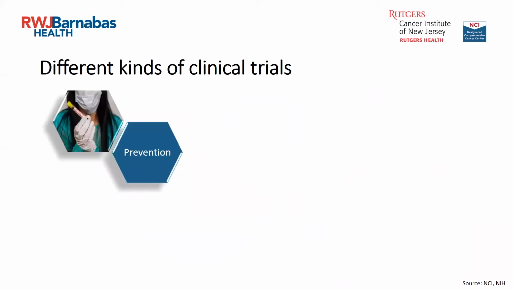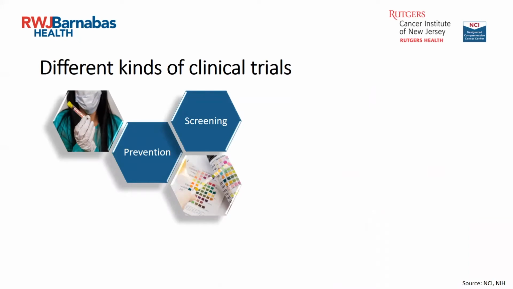Prevention trials look for better ways to prevent a disease in people who have never had disease or to prevent the disease from returning. These kinds of trials may include medicines, vaccines, or lifestyle changes. A timely example would be the COVID vaccine trials that just took place.